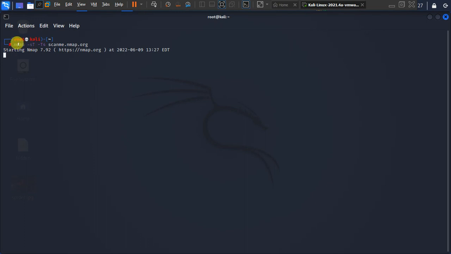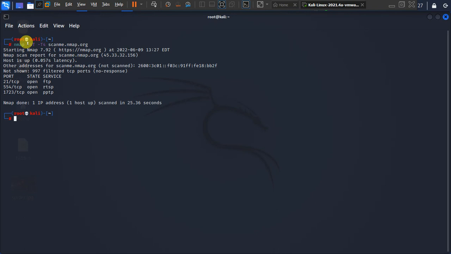There are 65,535 ports. From my machine, requests are being sent to the server of scanme.nmap.org. It is sending SYN to port number 21, port number 22, and so on. Once a port is open, you can see I got a response. It says port number 21 is open, port number 554 is open, and port 1723 is open. So this many ports are open.